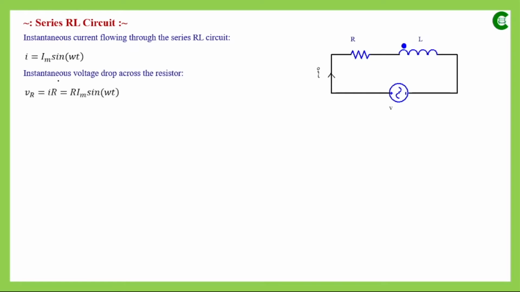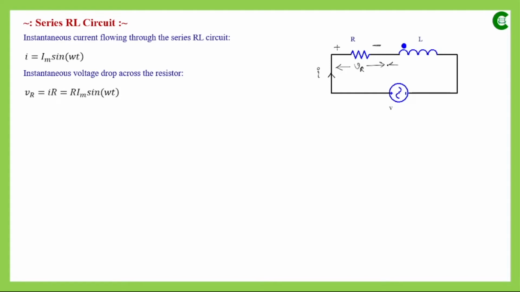Now the instantaneous voltage drop across the resistor, say it is represented as VR. It is the resistance part, so it will obey Ohm's law. So VR will be equal to the current that flows through that resistor multiplied by the resistance value. So it will be simply IR. R is the constant value of that resistance, and I is Im sine omega t. So this is the instantaneous voltage drop across the resistor.